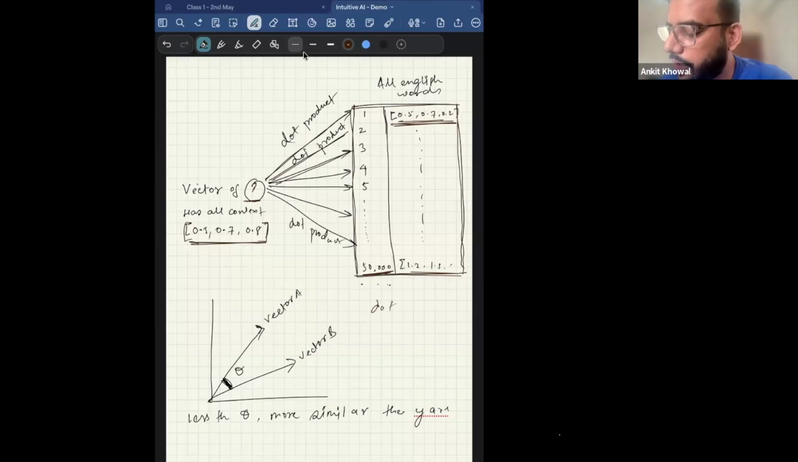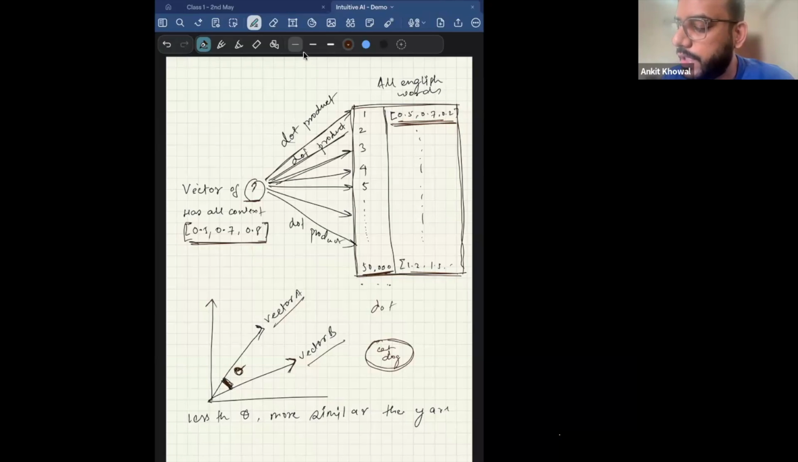What does dot product mean here? Let's say you have two vectors, vector A and vector B. If you do a dot product, it tells you about the angle between these two vectors. If the angle is less, both vectors are similar. If the angle is more, both vectors are far apart. What we have understood so far is that similar vectors live in a similar space, like cat and dog live in a similar vector space. So if they are similar, the angle between them is very small. If they are dissimilar in meaning, then the angle between them is too large.